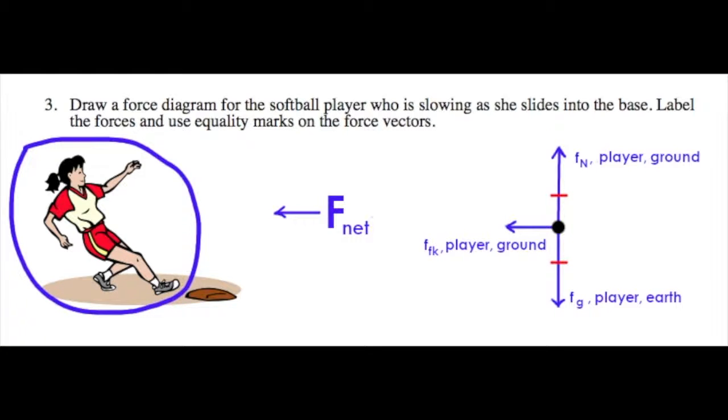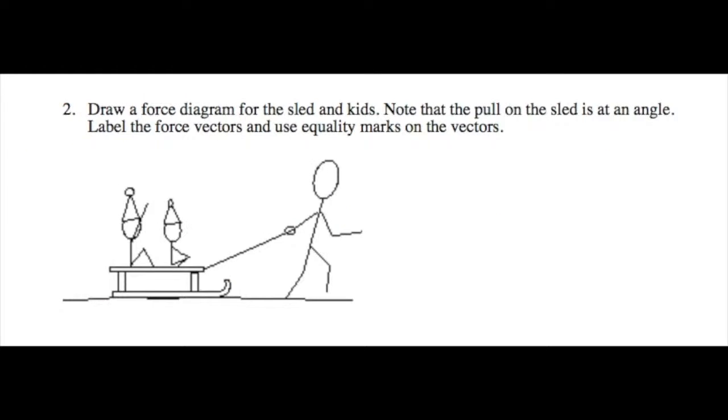So for our final question. This question is going to be a little bit interesting because there's a pull on the sled at an angle. So that kind of shakes up our force diagram a bit. First we'll just draw a circle around the sled and the kids.